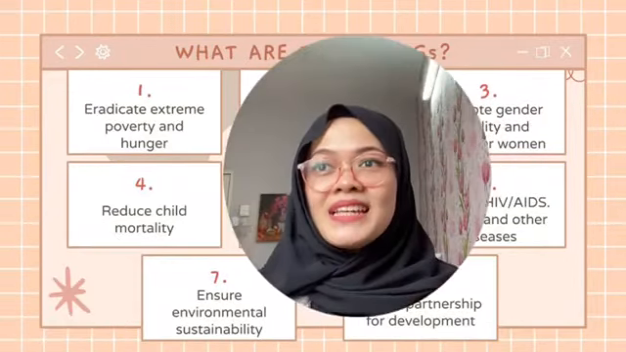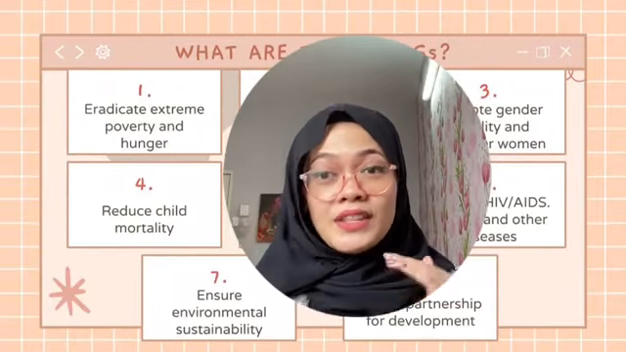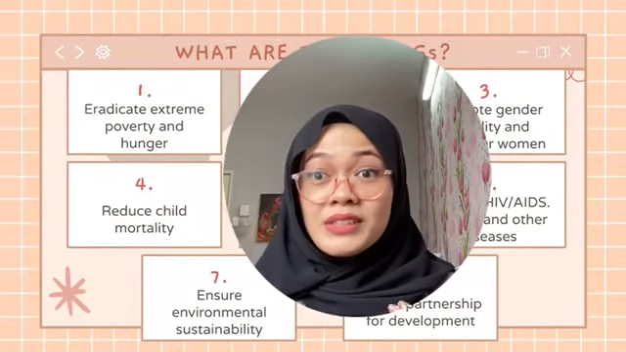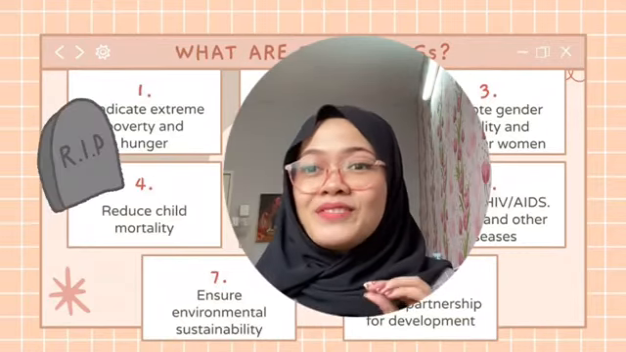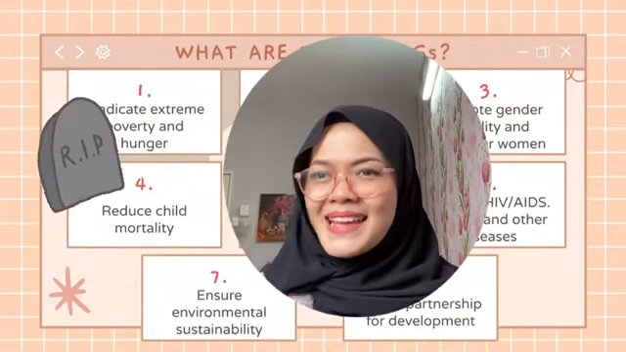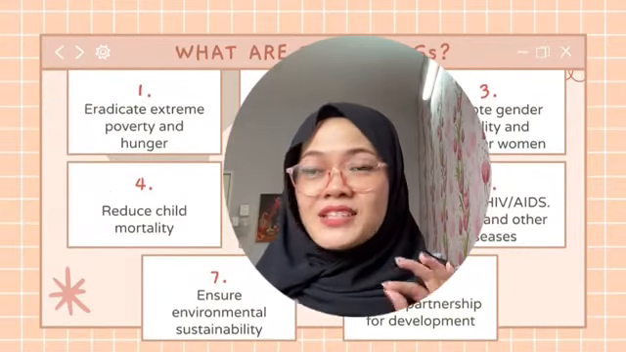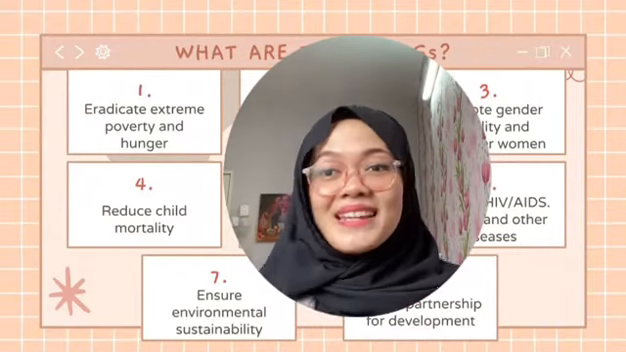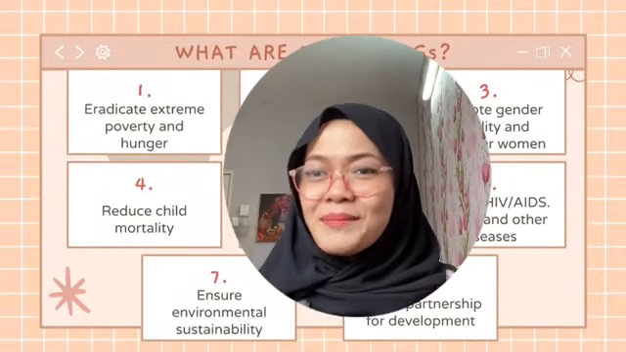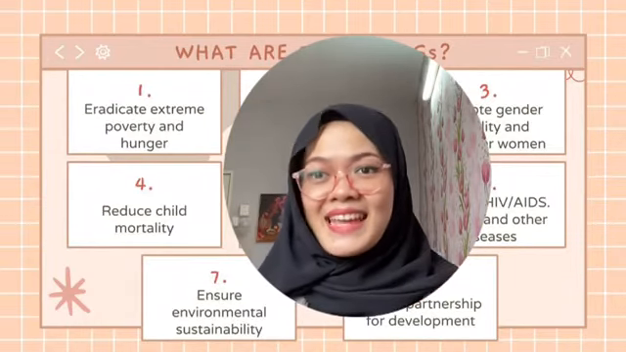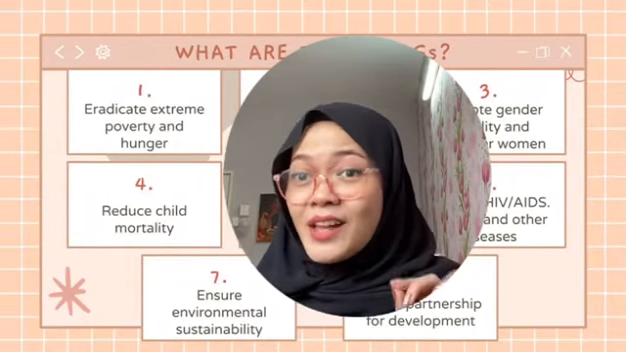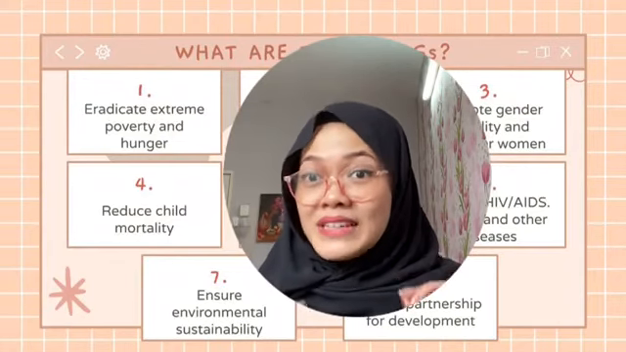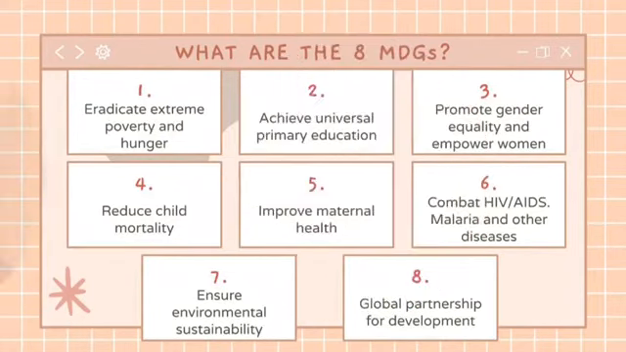Child mortality is the mortality of children under the age of 5. The child mortality rate is the probability of dying between birth and exactly 5 years of age, expressed per 1,000 live births. This is why it is important to reduce child mortality, because it is a leading indicator of the level of child health and the overall development in countries.